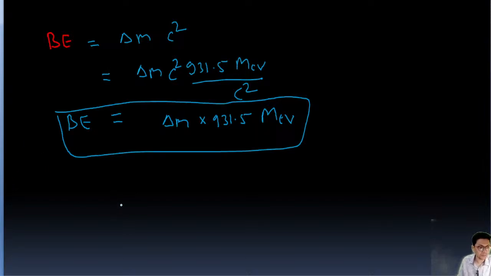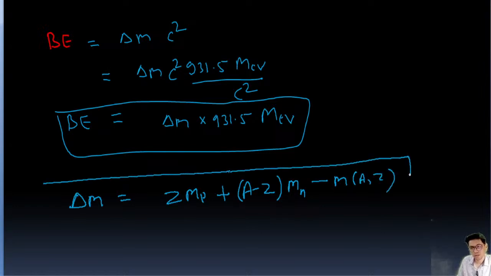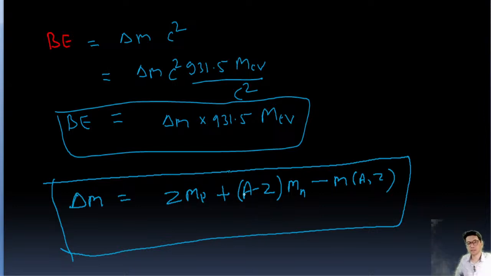Or the delta M value, this is also important, is Z Mp plus (A minus Z) Mn minus M(A,Z). Very important delta M value: mass of proton, mass of neutron, and mass of nucleus. Z is the number of protons, and A minus Z is the number of neutrons.